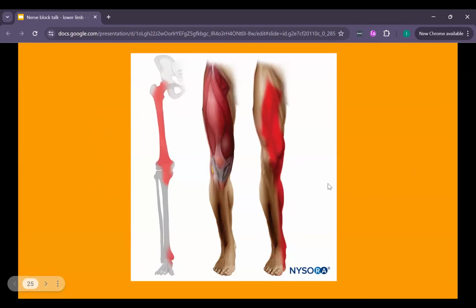So the femoral nerve block, this is the distribution of analgesia or anesthesia that we'll achieve with the femoral nerve block. As you can see, there's that saphenous nerve component below the knee, and then the proximal portion as well. So note that this will obviously cause quadriceps weakening, and the patient won't be able to mobilize after a femoral nerve block. It is often used in hip fractures and things like that.